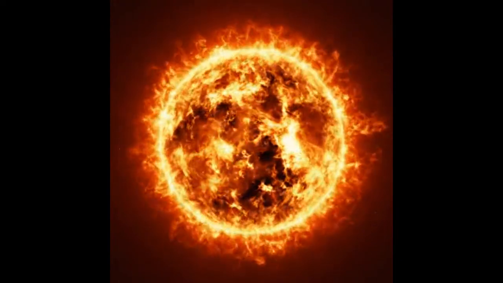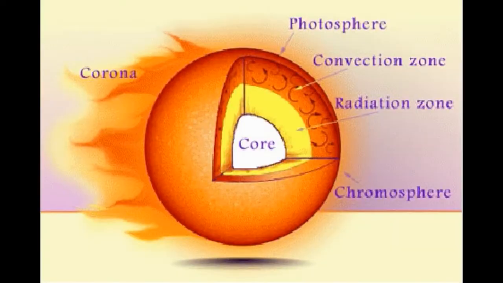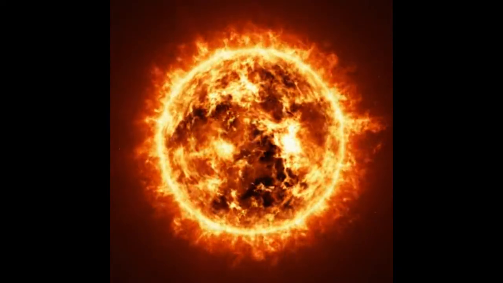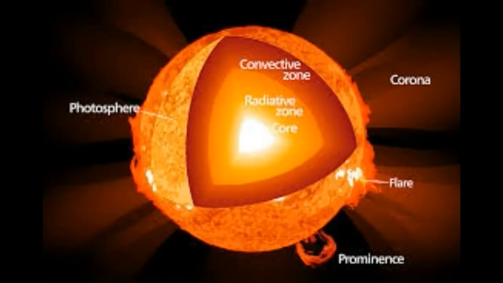The next layer of the sun is the radiative zone, the layer of the sun directly above the core. This zone, as you can probably guess, emits radiation, and the radiation from the core diffuses out from here. It may take photons millions of years to get out.